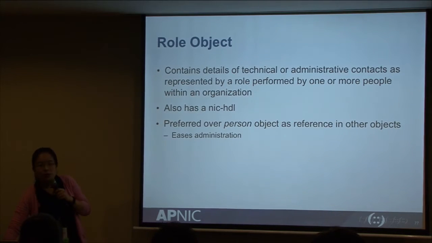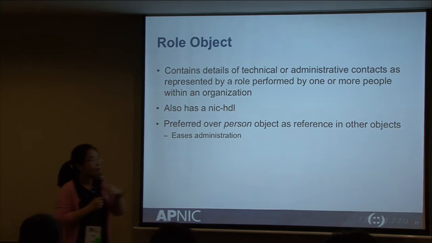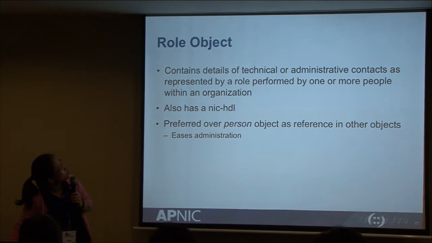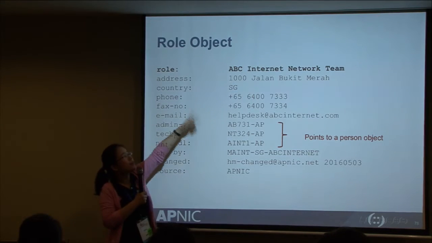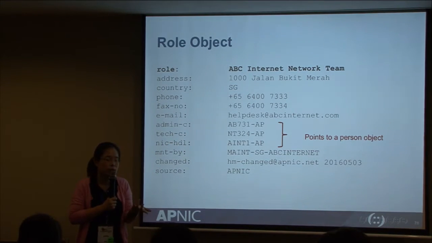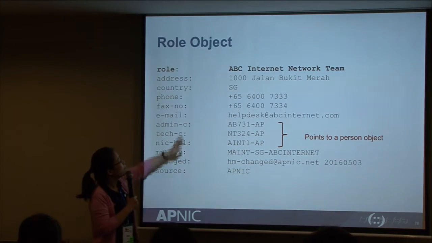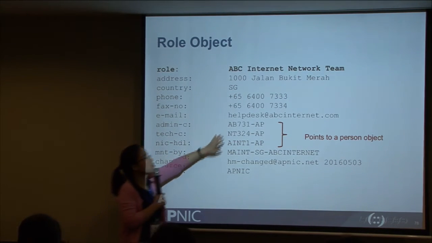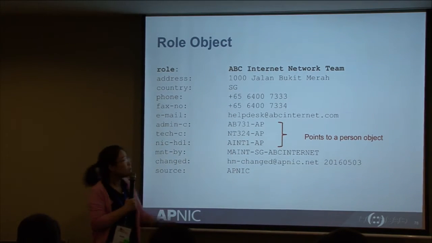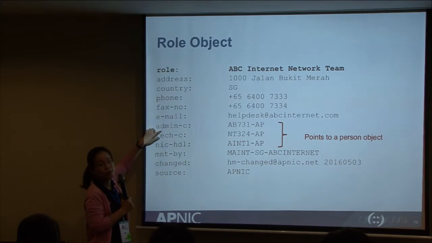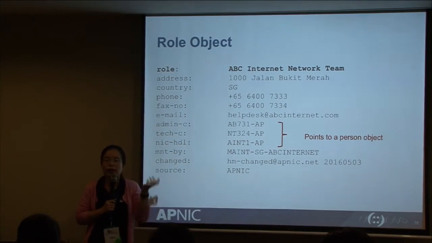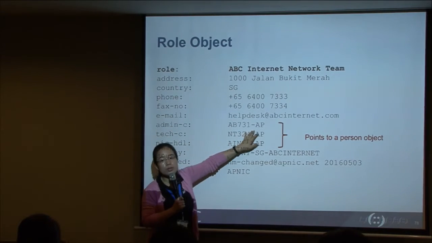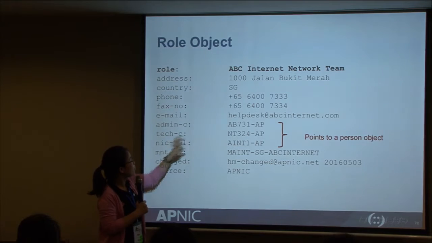And the role object I mentioned is a group of persons, and this one can make our administration easier. Why do we say that? Later I will show. First I show you what a role object is. You can see this is one team, one network engineer team for this company, maintaining these resources. Here we have the help desk email, and then we put the person's email and the person's nick handle here. Maybe you have multiple admin contacts, you can add multiple entries. You can create multiple entries in My APNIC, and then they will be published in the Whois database. So you can add another admin contact by using the other person's name, and then create here.